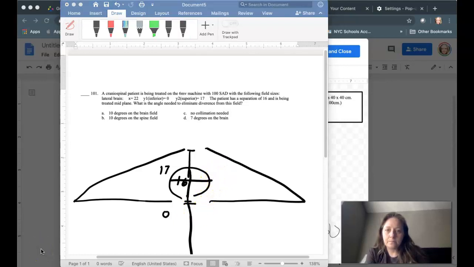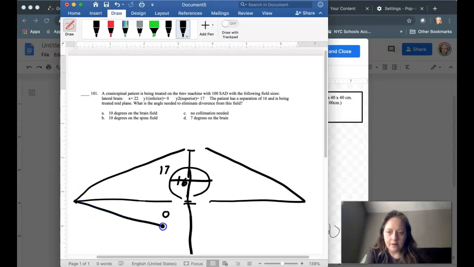So what's being asked here is, what do we need to do in terms of an angle to eliminate divergence from this field? The angle that we're talking about is a couch angle, and typically you would be angling your couch to account for the divergence that you would see if you did not use a half beam block. So if we had a 17 cm field and it was open left and right like this, we would need somehow to match that angle on the spinal cord so that we would have the spinal cord this way and there would be no beam overlap here.